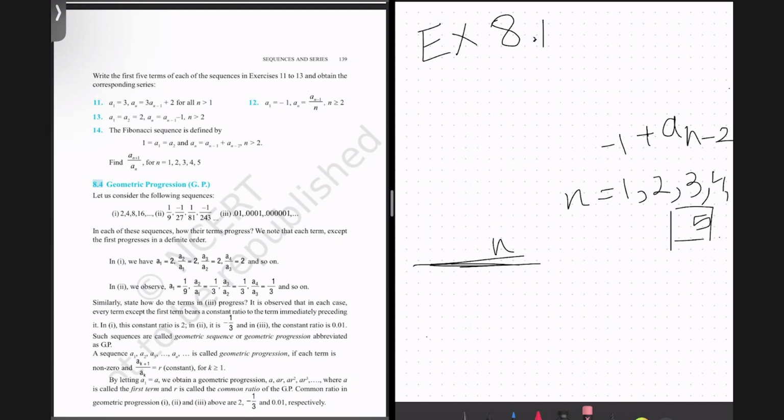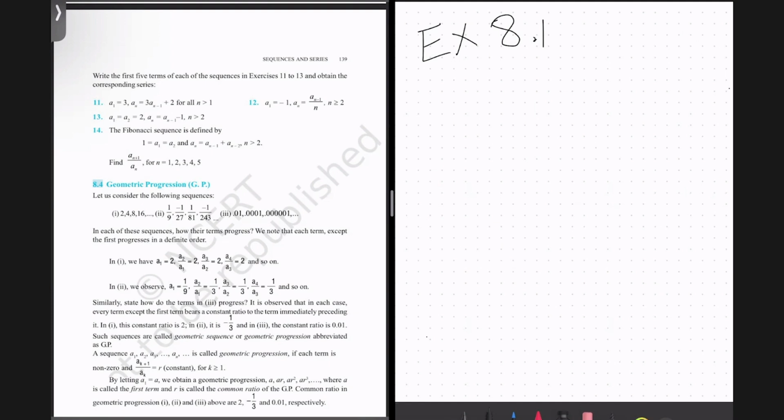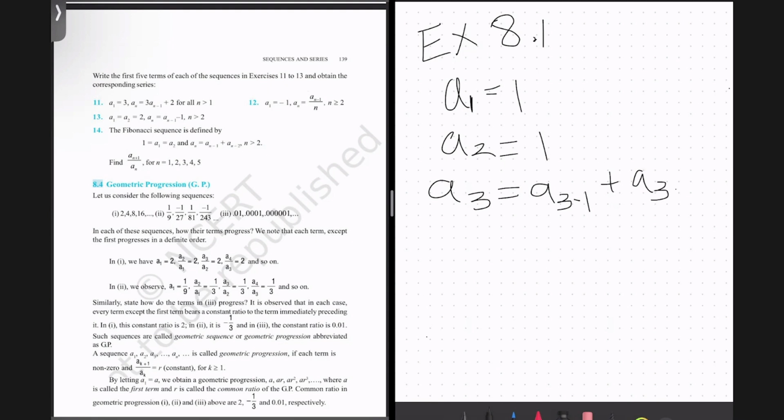So without wasting any more time, moving on, I have a of 1 described by the value 1. A of 2 is also been said as 1. A of 3 would be a of 3 minus 1 plus a of 3 minus 2, and that is nothing but a of 1 plus a of 2, and that is equal to 2.